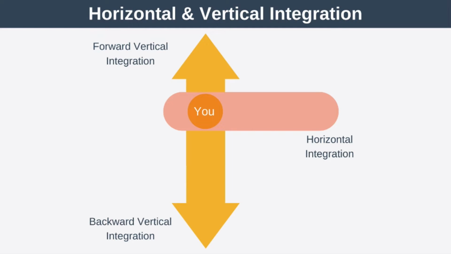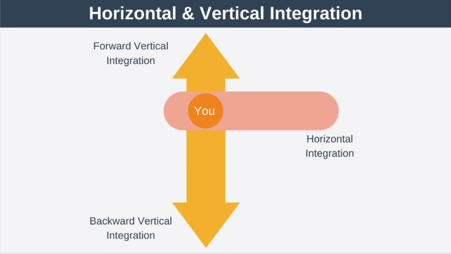So now that you understand the basics of supply chains, you're in a position to understand both horizontal and vertical integration. As you can see here, when you integrate vertically, you buy or merge with a company in your existing supply chain. Conversely, when you integrate horizontally, you acquire a business at the same stage of the supply chain, but in a different supply chain to your own.